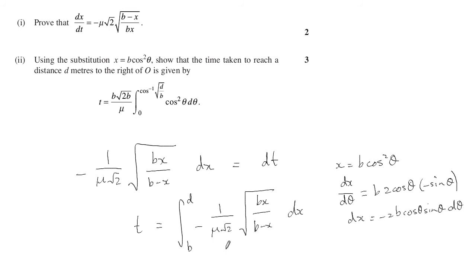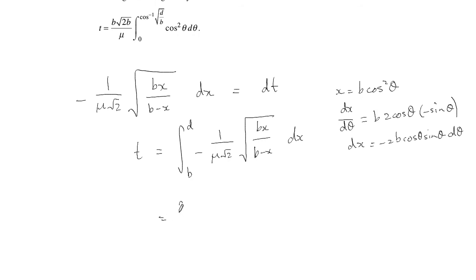Okay, and then we also need to think about what theta equals when x is b and d. So when x is b, cos squared theta has to be 1, so theta has to equal 0. So our integral will be from 0. And then when x is d, you'll have d equals b cos squared theta. So cos theta will be the square root of d over b, or theta is arc cosine root d over b. So that's where that comes from.